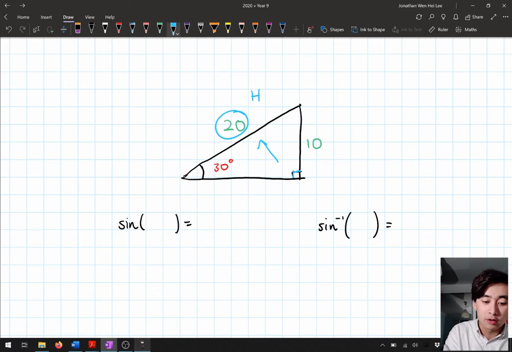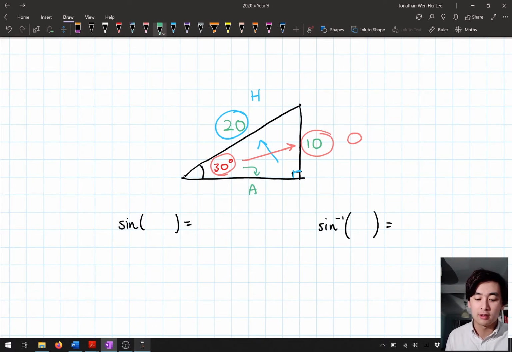So 20 is my hypotenuse. I've got my angle here, and I've got my opposite side. So my opposite side is over here. That's the 10. And here my final side is my adjacent. Now, as you notice, I've got the O and H will give me sine. So I've already set this up here.